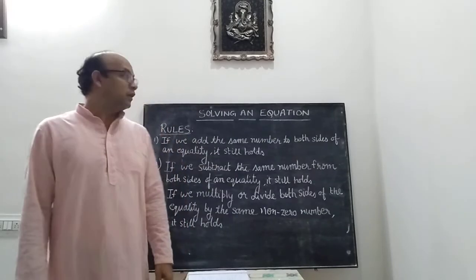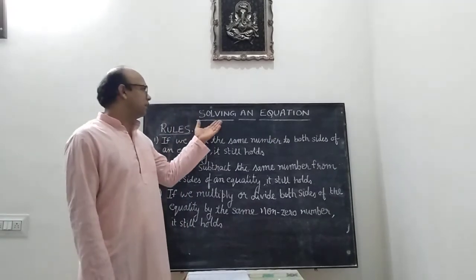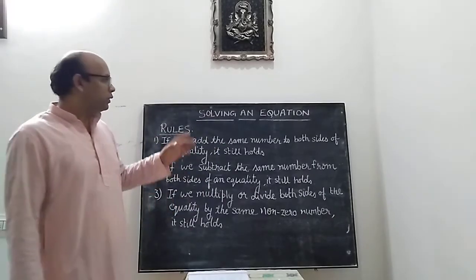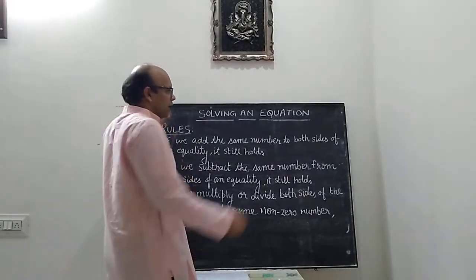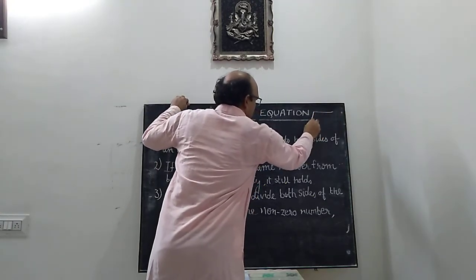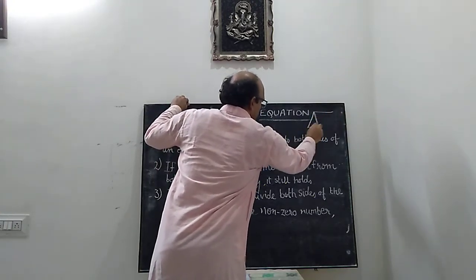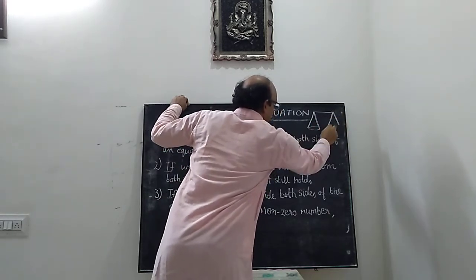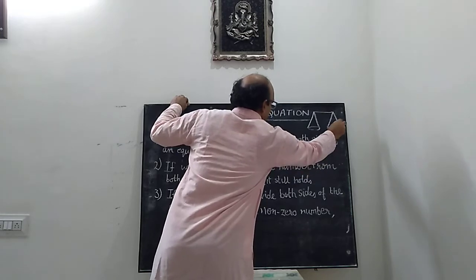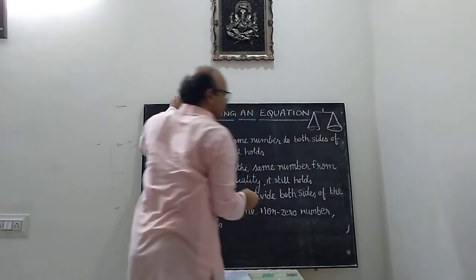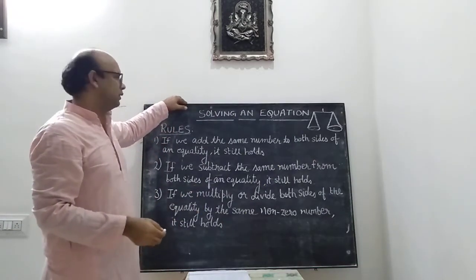Hello students, today we will be discussing how to solve an equation. An equation can also be thought of as a balanced pan balance over here, somewhat like this. Two of the things are there where both the things are at the same level.